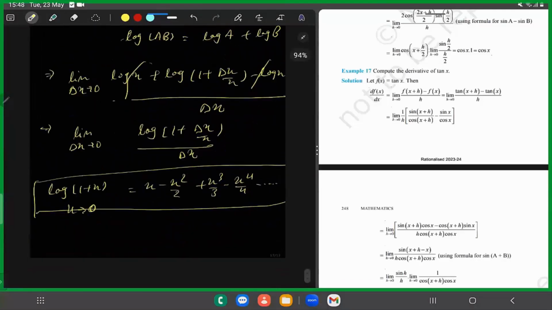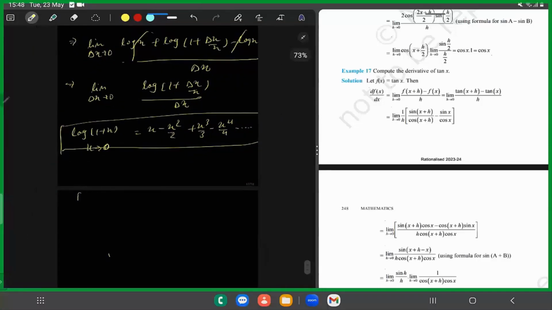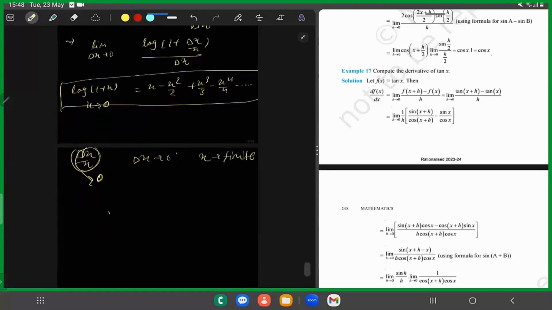So if you see the question above, we have delta x by x. Now delta x is tending to 0 and x is some finite value. So delta x by x is extremely small, almost tending to 0, so we can apply the expansion in this case. So this finally becomes limit delta x tending to 0 of delta x by x minus delta x by x whole square by 2 plus and so on.